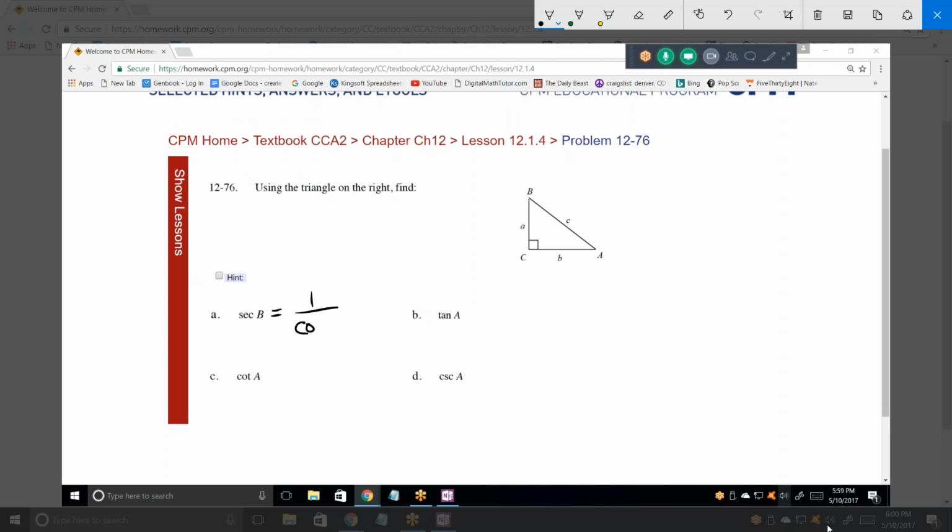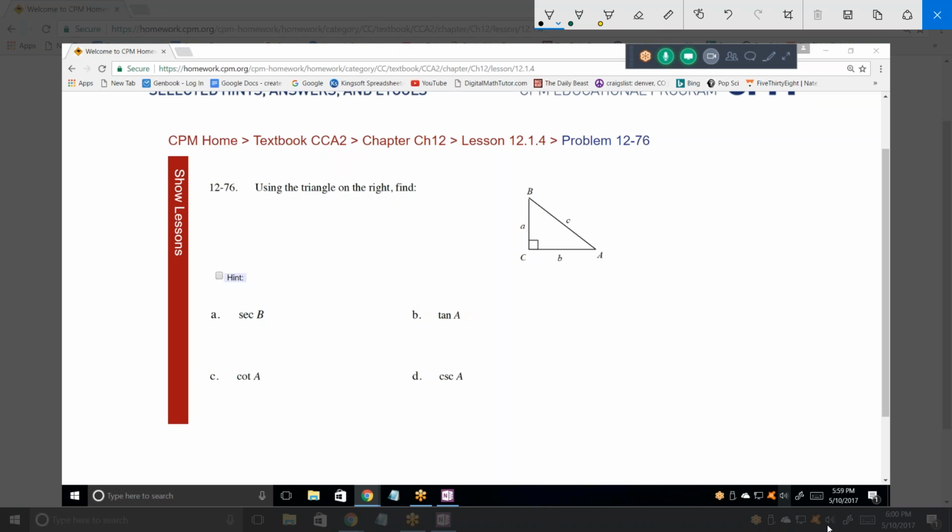It's 1 over cosine of B. Now tell me what the cosine of B is. A over C. So it's 1 over A over C, which is the reciprocal, C over A. In other words, all you have to do is figure out what the cosine is and flip it. That's always what these reciprocals are. You don't even have to go through that step. Just figure out what the cosine is, A over C, and flip it. It's C over A.